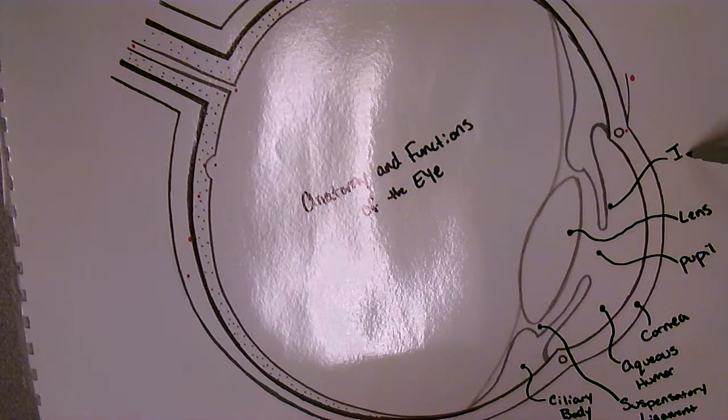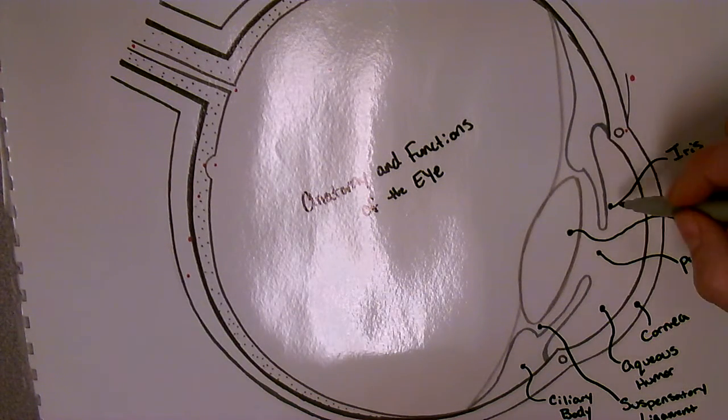Here is the iris. The iris is the colored part of the eye that contains the pupil. It controls the amount of light entering the eye by enlarging and minimizing the size of the pupil. I always thought it was the pupil that enlarged and retracted itself, but it's actually the iris that does it.